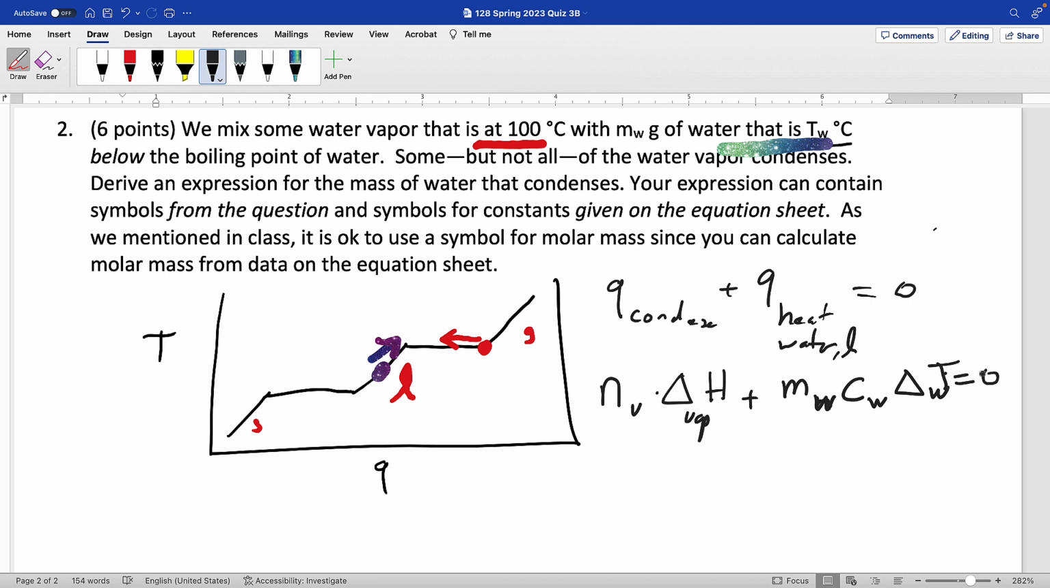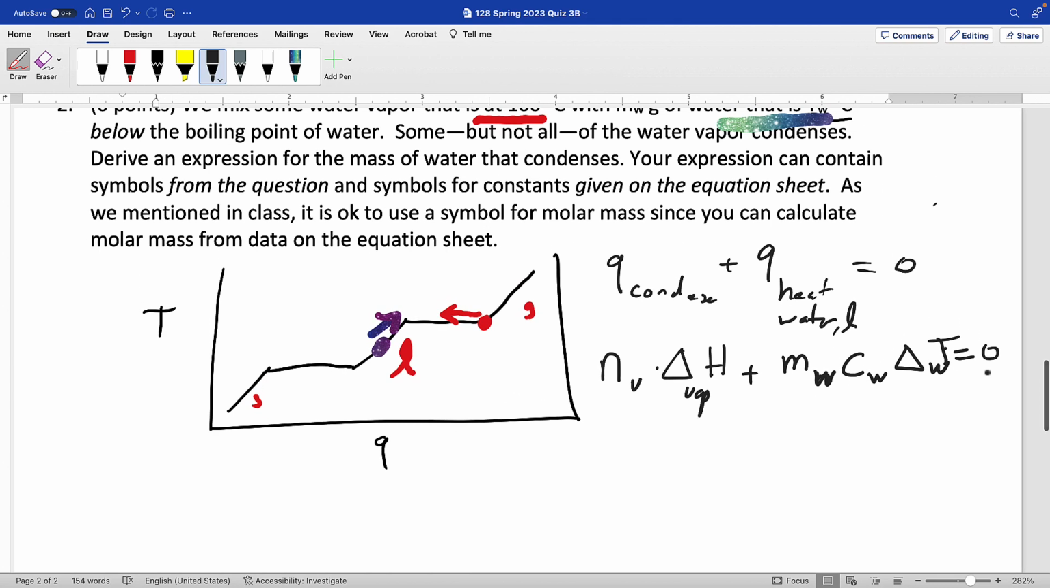So we have to now make sure these are all variables that are either variables from the problem, so symbols from the question, or symbols for constants that are given on the equation sheet. So a constant's a number. So if we have something like delta H vaporization equals 40 kilojoules per mole, we can use delta H vaporization because it's a symbol for a constant, it's a symbol for a number. And we can also use symbols that are given in the question.